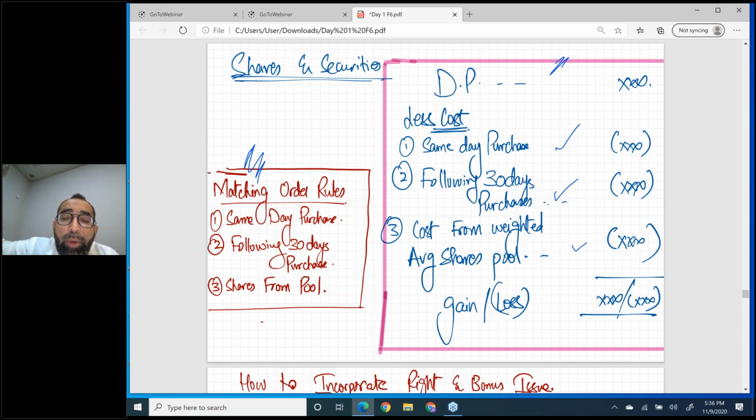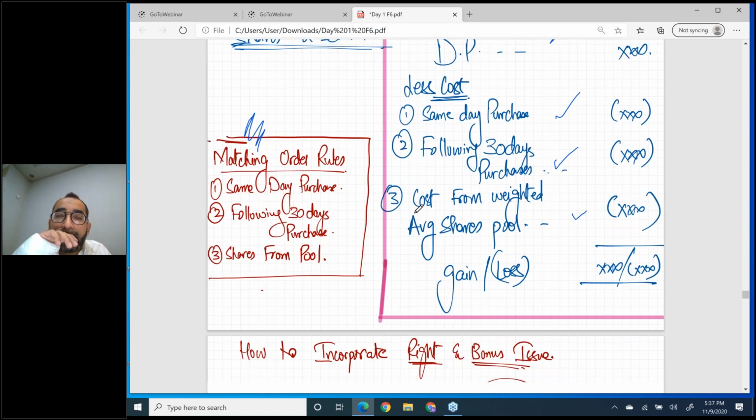These are the three steps which you must follow in order to compute gain on shares and securities. And this is for individuals. Whenever an individual sells shares or gives shares, we compute gain. In that gain computation, DP, disposal proceeds, is ready-made given. And to match the cost, you have to follow these rules: same day purchases, following 30 days purchases, and then shares from the weighted average pool. Then you will get the gain or loss.